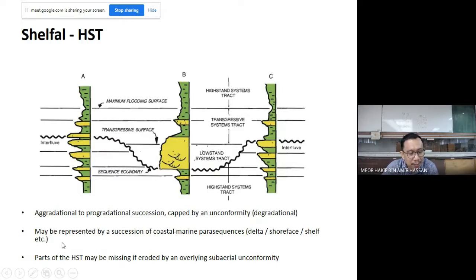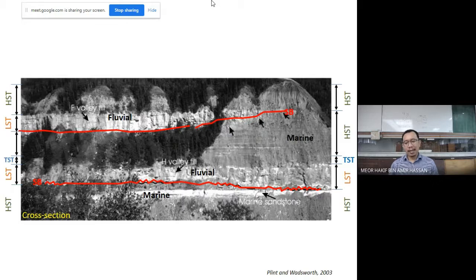In some places, it's going to be missing because there's going to be significant erosion. The HST is going to be represented by a succession of coastal marine parasequences, maybe delta, shoreface, or shelf. Parts of the HST may be missing if eroded by an overlying subaerial unconformity. Okay.